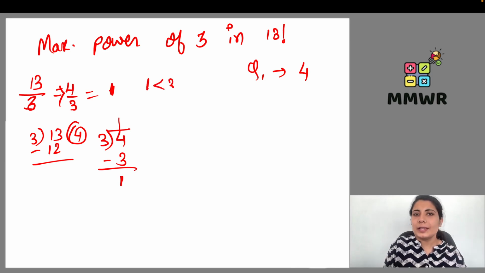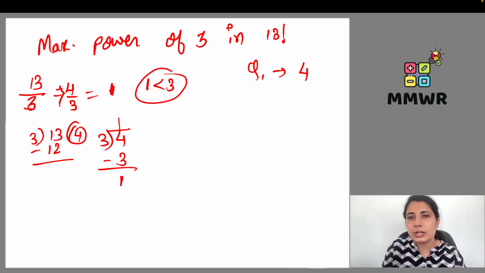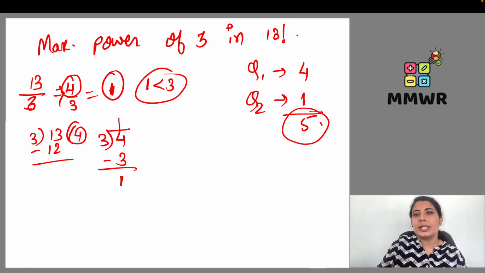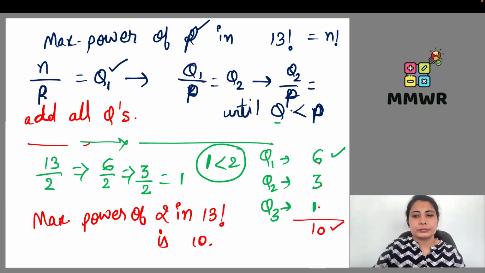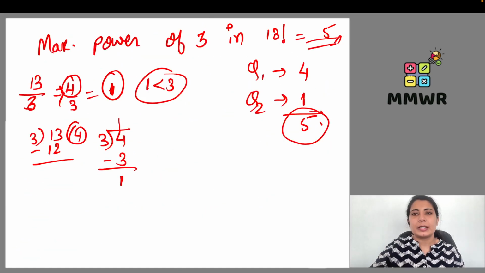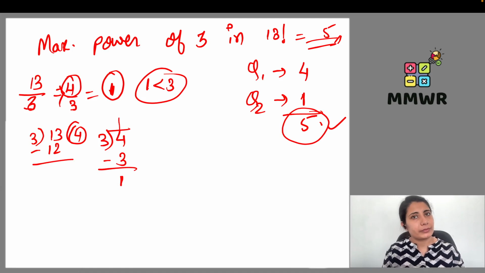So 1 is less than 3. That means I have to stop the division here itself. I got 2 quotient. First quotient was 4. Second quotient is 1. 4 plus 1 5. So maximum power of 3 in 13 factorial is 5. This will be my answer. Look, here also 3 to the power 5 I am getting. And here also the same thing. Maximum power of 3 in 13 factorial is 5.